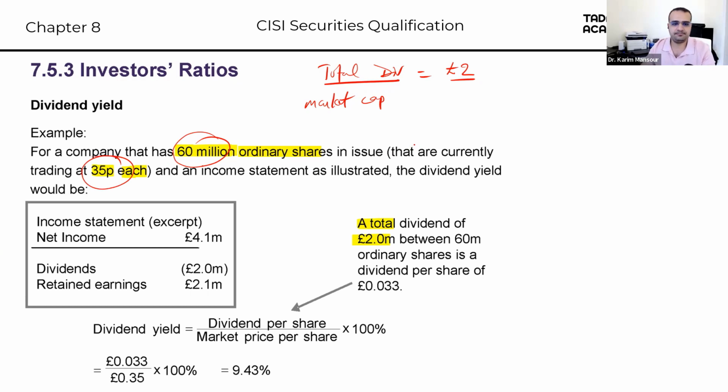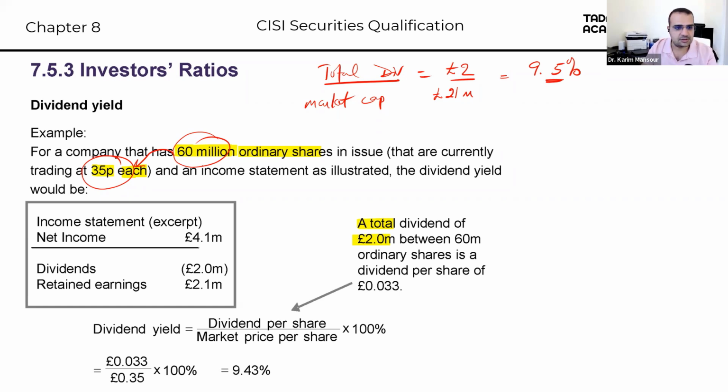multiplied by the price of every share. Let's just do that quickly. So 60 million times 0.35, since 35 pence is 0.35 pounds, is going to give you 21 million pounds. 60 times 35 pence is 21 million. So let's just divide 2 by 21. That's going to give us a 9.5% dividend yield.